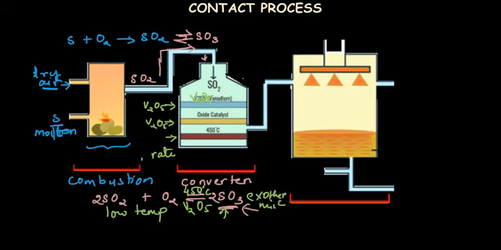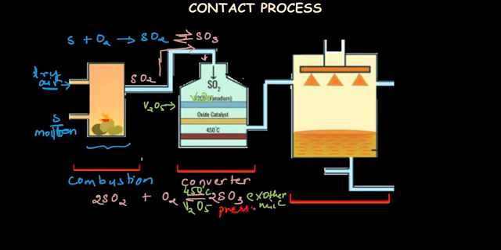So to increase the rate and make the process more economical, increasing the rate is one of the important things, because it makes the process economical. So here V2O5, vanadium pentoxide, is used as a catalyst. Now the next important factor to be maintained in an equilibrium reaction is pressure.